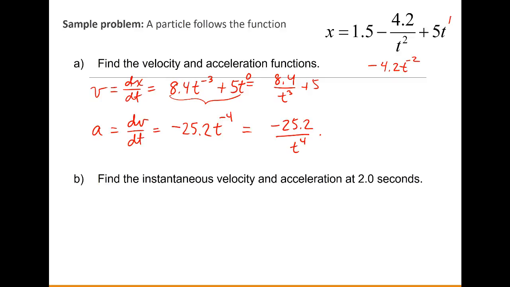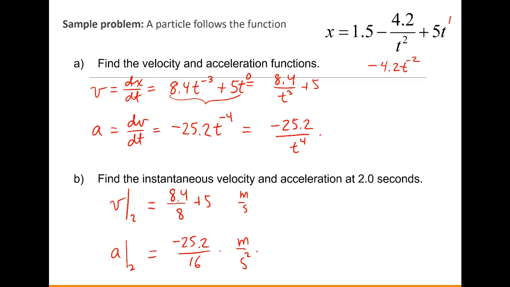Okay, so we want to find the instantaneous velocity and acceleration at 2 seconds. So what we would do is we would just plug in that v of 2 seconds, it's another way to write it, is just going to be 8.4 over 8, which is 2 cubed, plus 5. So whatever that number is, we can just pop that into our calculator. And then acceleration at 2 seconds is going to be equal to negative 25.2 over 16, which is 2 to the 4th power. And if we assume that everything is in correct units, this will be meters per second, and then meters per second squared.